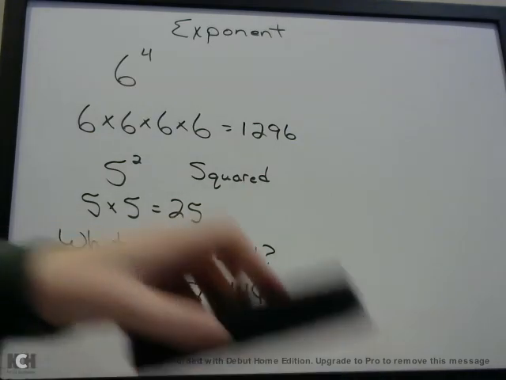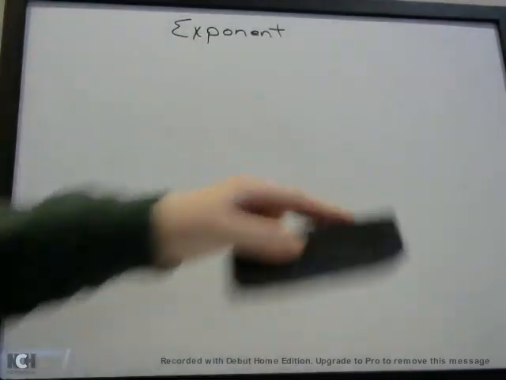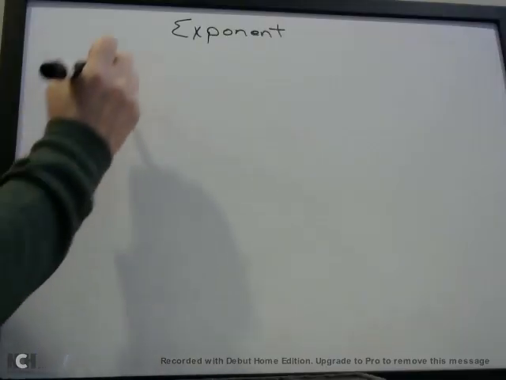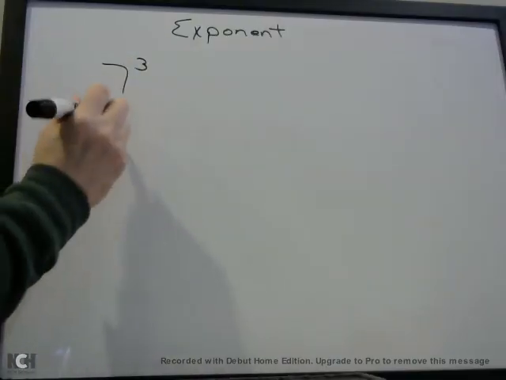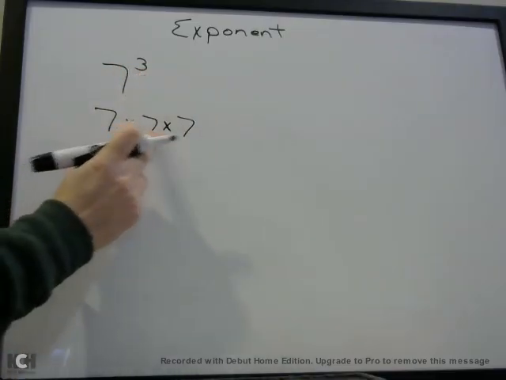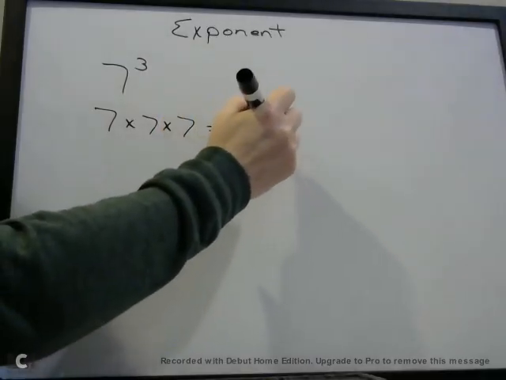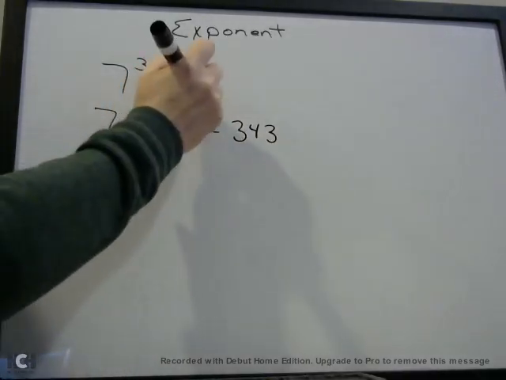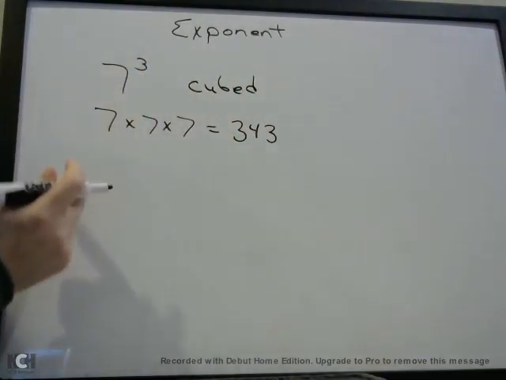The other special case is cubed. If you have a 3 up there, what does that mean? 7 times 7 times 7. The 3 is 1, 2, 3. You can just multiply that out and you get 343. But if you have a 3, it's called cubed.